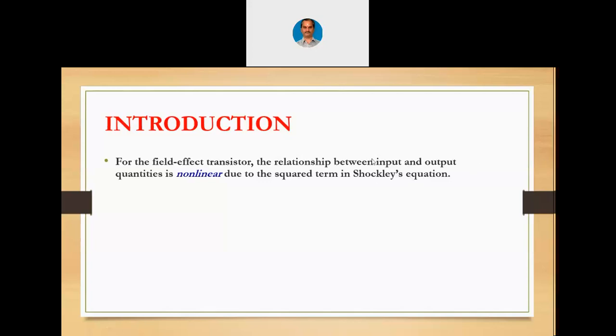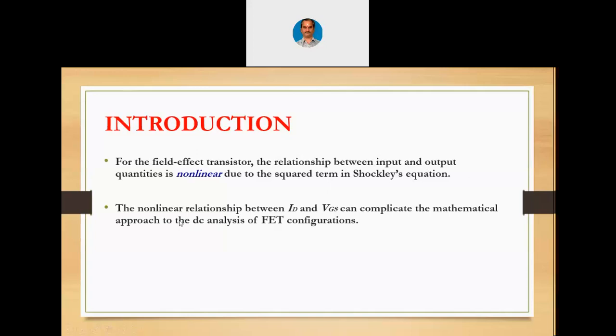Now the Shockley's equation contains a square term. So naturally the relationship between input and output is non-linear, that we have seen already in the previous exercises. The nonlinear relationship between ID and VGS can complicate the mathematical approach to the DC analysis of FET configurations. The reason is, for finding the Q point, we require distinct DC quantities. But when we have the square term in the Shockley's equation, it may not be so easy for us to arrive at the Q point because of the quadratic terms.